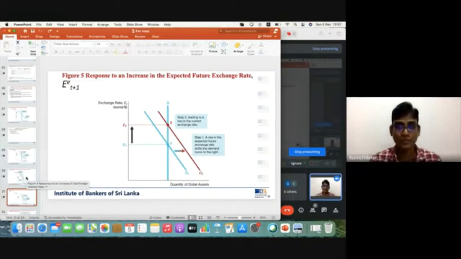And then, increase in the expected future exchange rate. If people think there will be an appreciation, the expected future exchange rate increases. Now you are an investor. Today $1 is 200 rupees, right? If you think the Sri Lankan rupee will appreciate, right, you demand more. You can see a rise in the expected future exchange rate shifts the demand curve to the right.